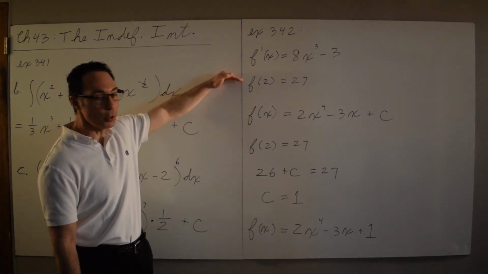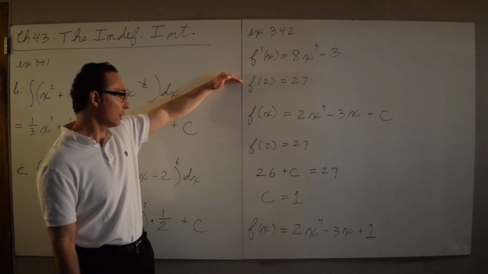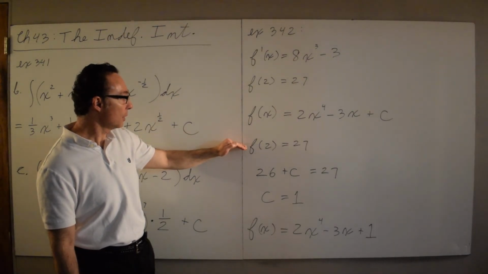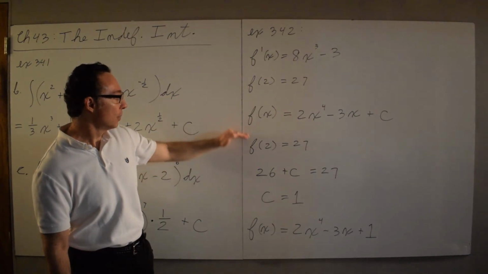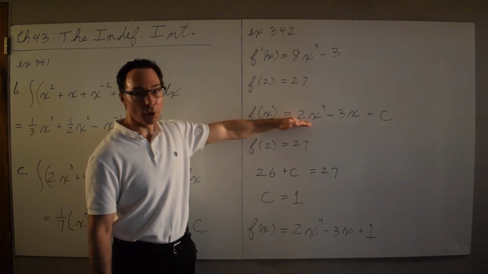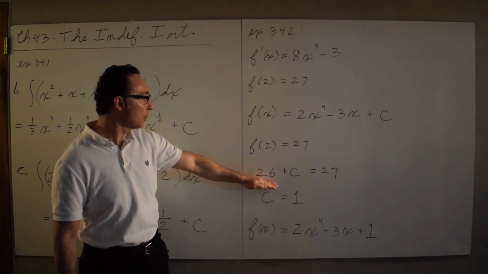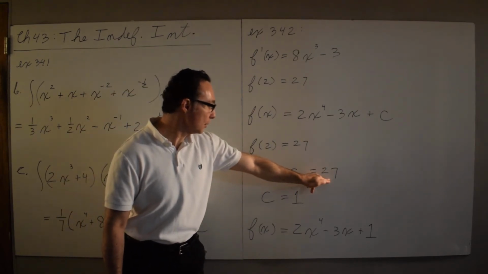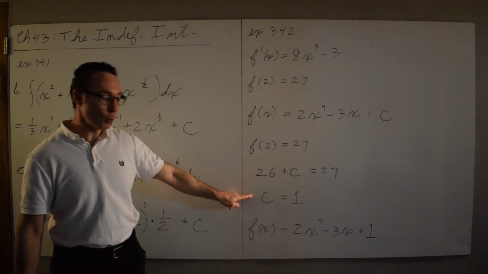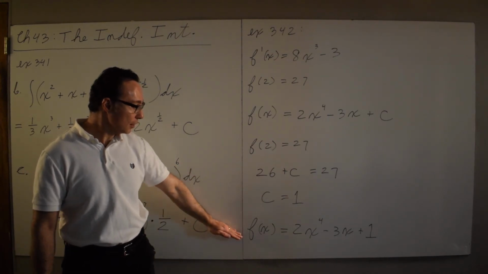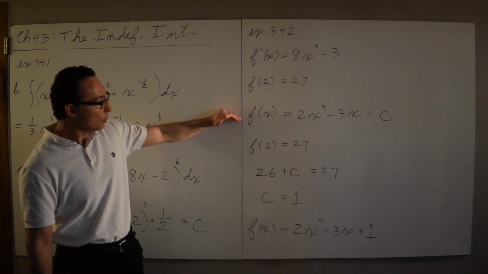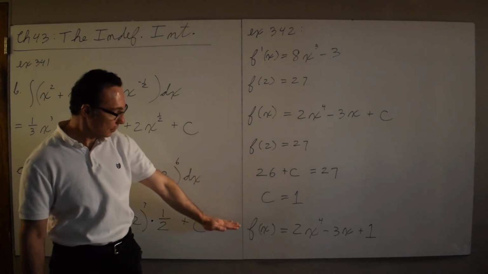Well, that's where we use the fact that f of 2 is 27. So f of 2 is 27. What is f of 2? F of 2 is 26 plus c, whatever c is. So f of 2 is 26 plus c, but we were told that's 27, so that means c is equal to 1. So our function is f of x is 2x to the 4th minus 3x plus 1.